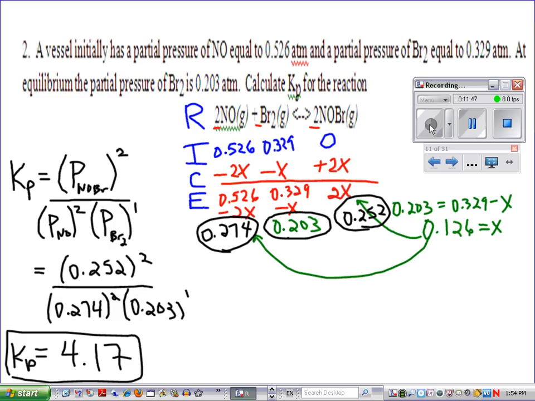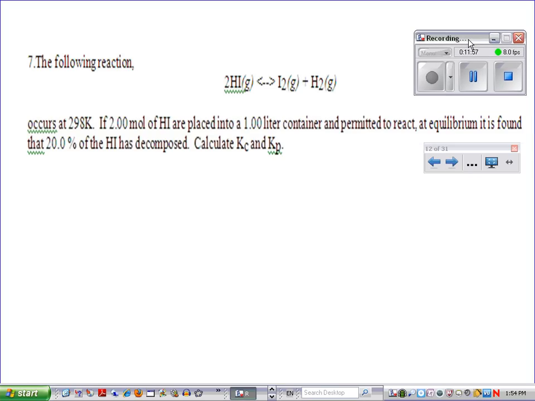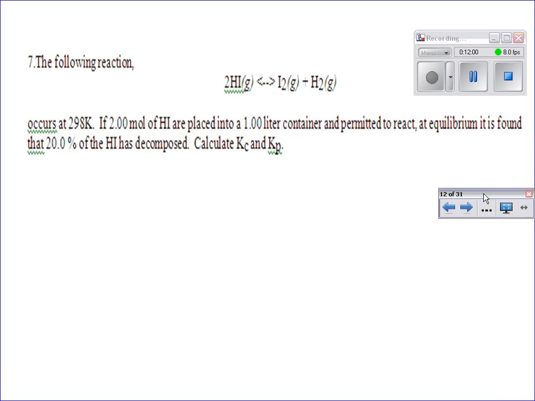Okay, let's move on to the next page, number 7. Well, it's the same page. We have a reaction, and 2 moles of HI are placed in 1 liter. Again, we're lucky that we're in 1 liter because we can treat those moles just like molarity, and it is permitted to react. At equilibrium, it's found that 20% of the HI has decomposed. Calculate the Kc and the Kp. Right now, I just want to set up initial and do my change, and we'll worry about the 20% in a second. In order to calculate Kc, and then we're going to swap that to Kp.